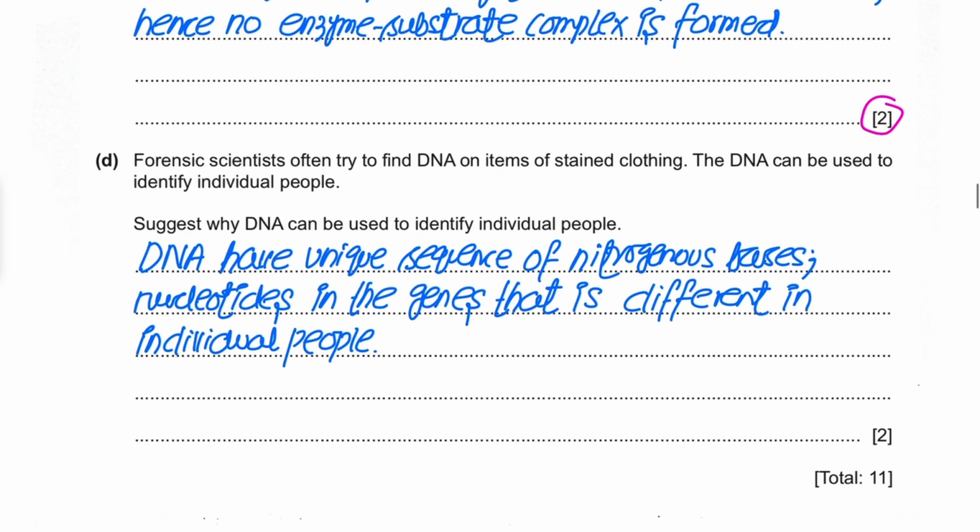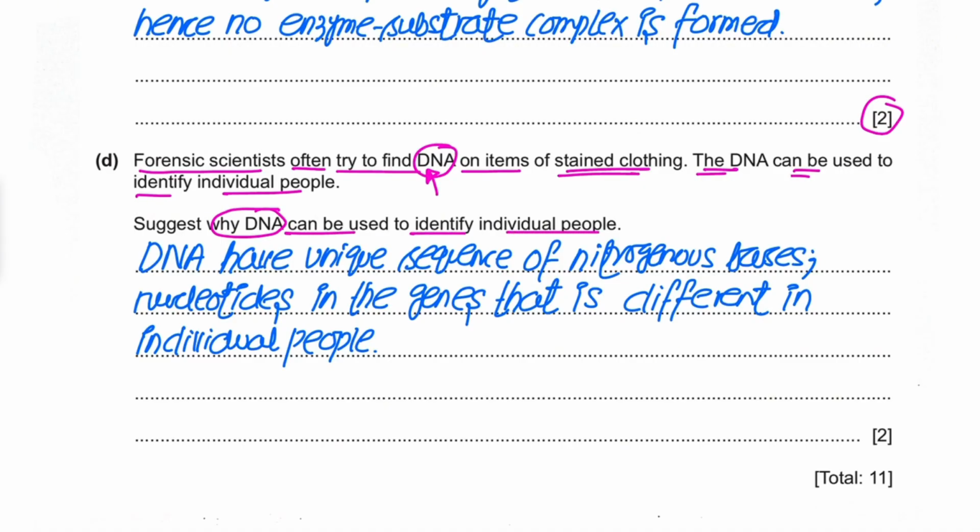Moving onward, for a total of 2 marks, they say forensic scientists often try to find DNA on items of stained clothing. If we have stains on clothes and scientists are investigating, they can find the DNA out of it as well. They say the DNA can be used to identify individual people, and further they ask us to suggest why the DNA can be used to identify individual people.